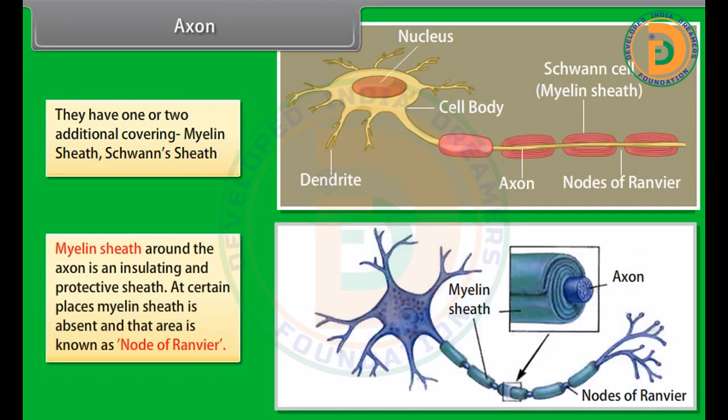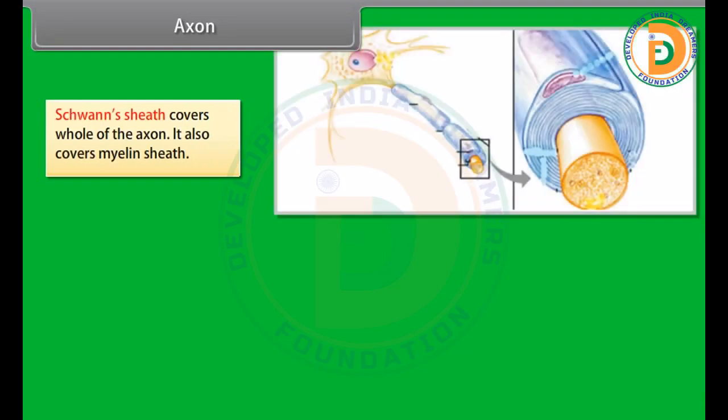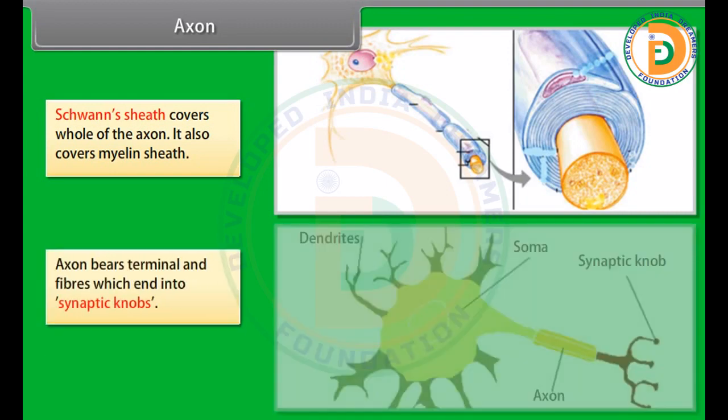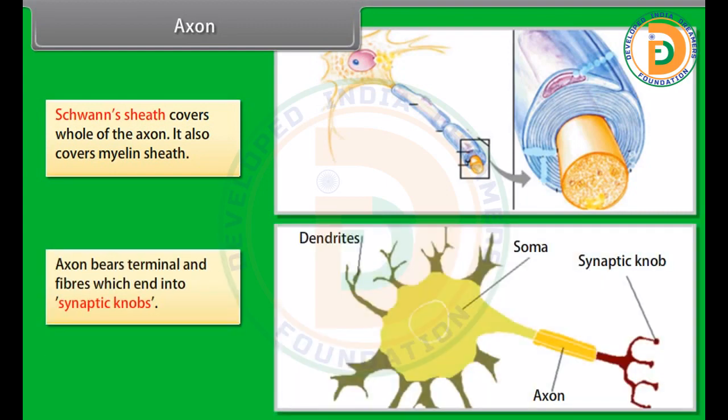Myelin sheath around the axon is an insulating and protective sheath. At certain places, the myelin sheath is absent, and that area is known as node of Ranvier. Schwann sheath covers the whole of the axon. It also covers the myelin sheath. Axon bears terminal fibers which end into synaptic knobs.